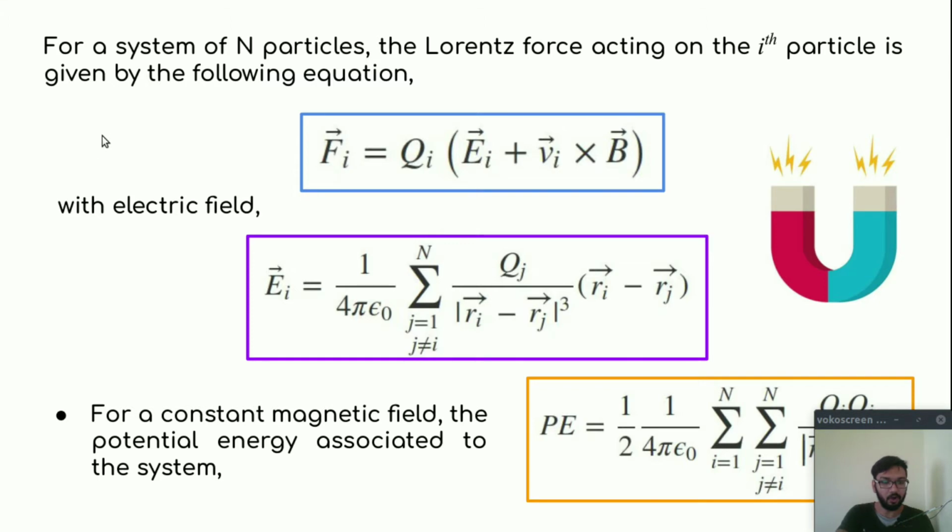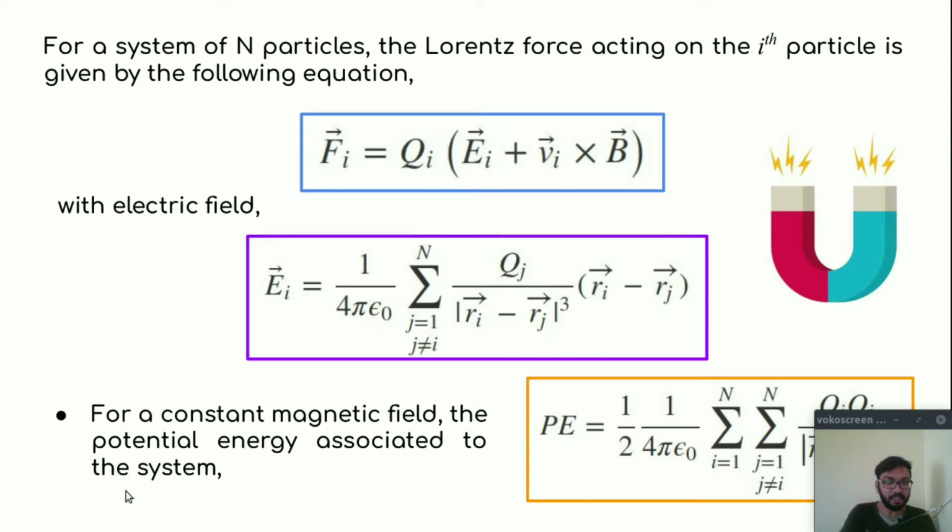So the theory for Lorentz force is this. For a system of n particles, the Lorentz force acting on the ith particle is given by this formula. Here this capital Qi is the charge on the ith particle, this Ei is the electric field on the ith particle, and this Vi is the velocity of the ith particle, right? Here the expression of electric field is this, and this Ri is the distance from the origin. And as we are using normalized units, we will assume that this constant is 1, right?